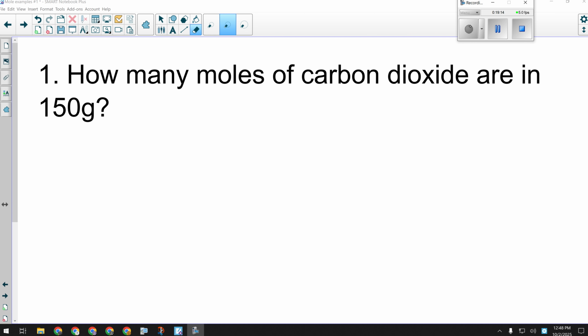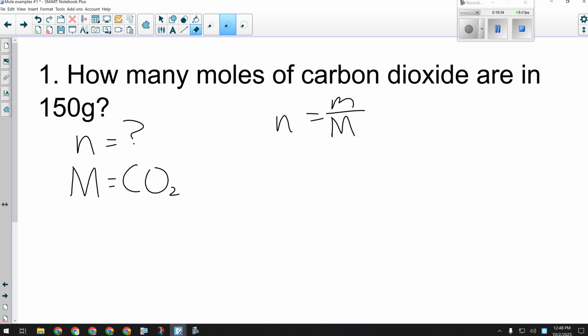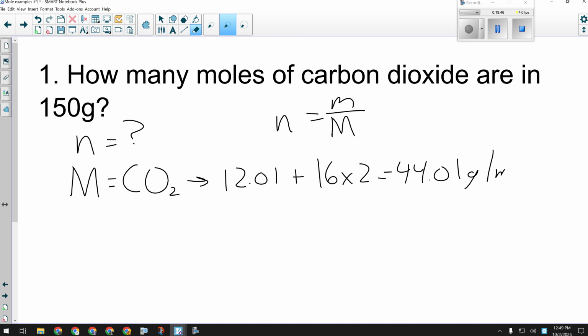So number 1 is a type 1 question. In this one, they're asking for the number of moles, N. So I'm not going to have to do any algebra because that's what the mole equation is set up initially to do anyway. They do tell me that it's carbon dioxide, so I can calculate the molar mass, right? I'm going to have CO2, and that is going to be 1 carbon, 12.01, plus 2 oxygens, 16 times 2. That should be 44.01 grams per mole.